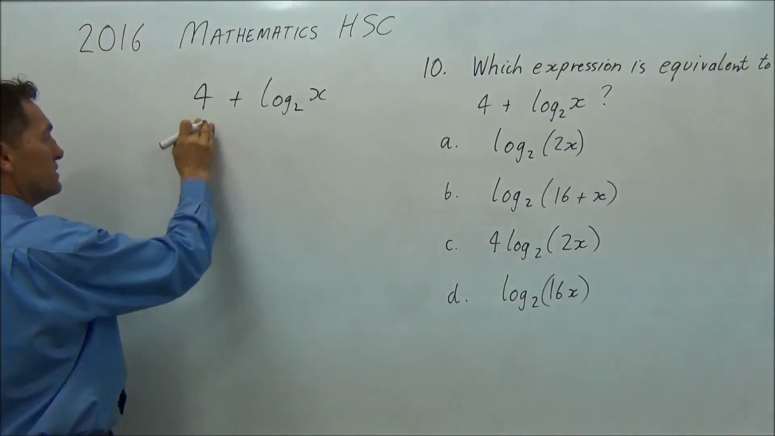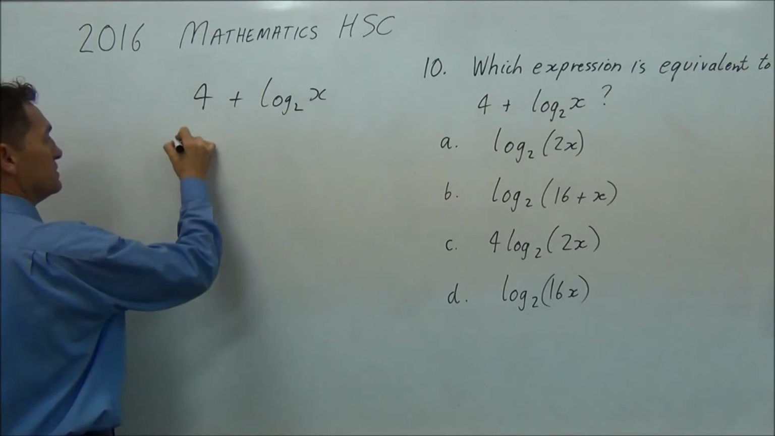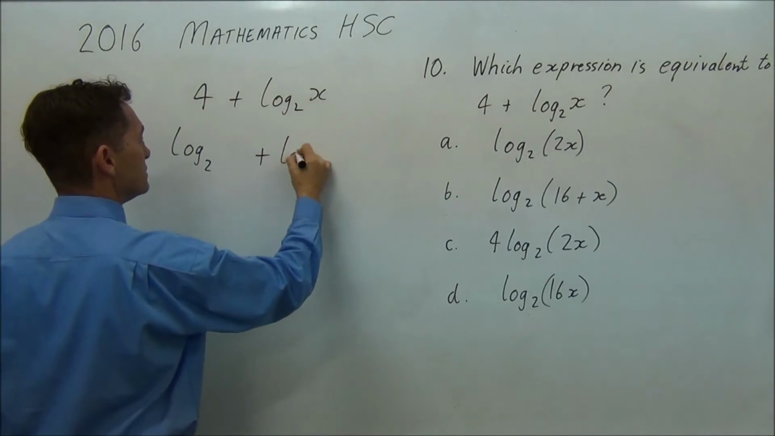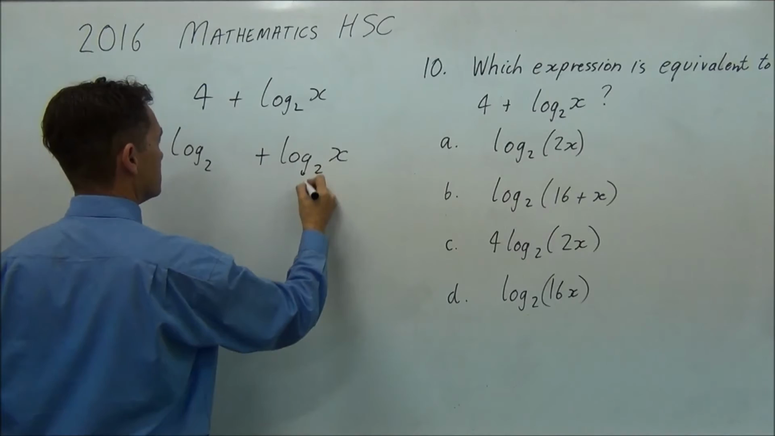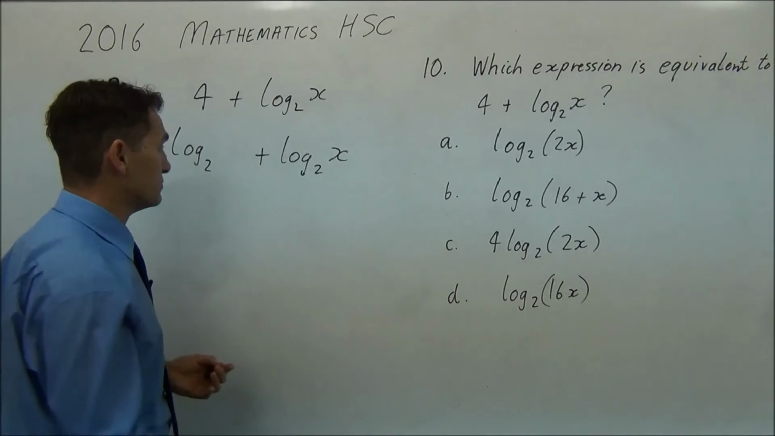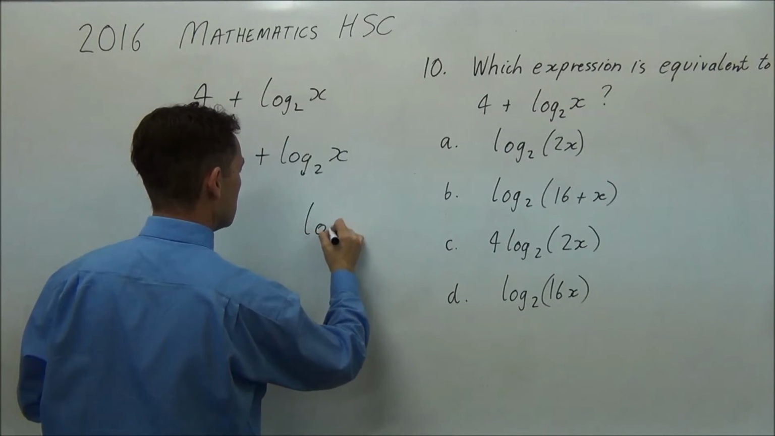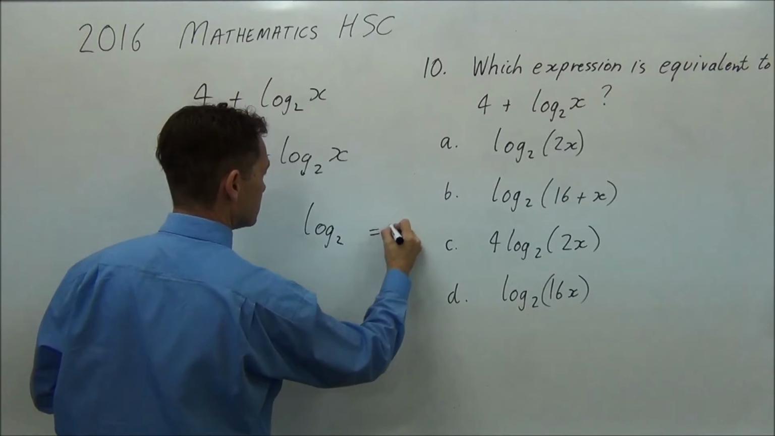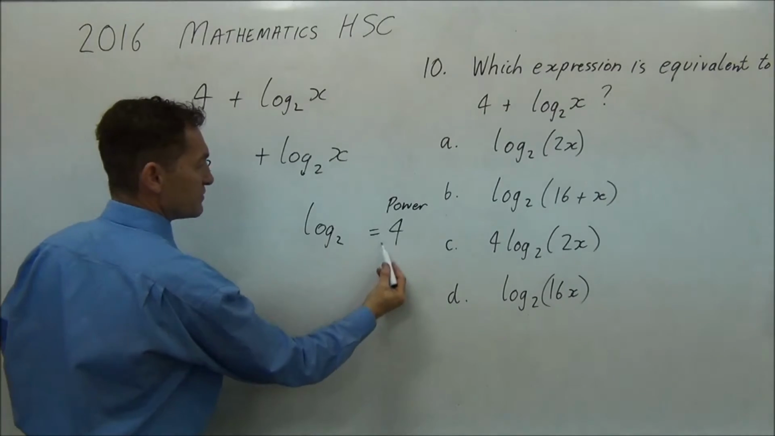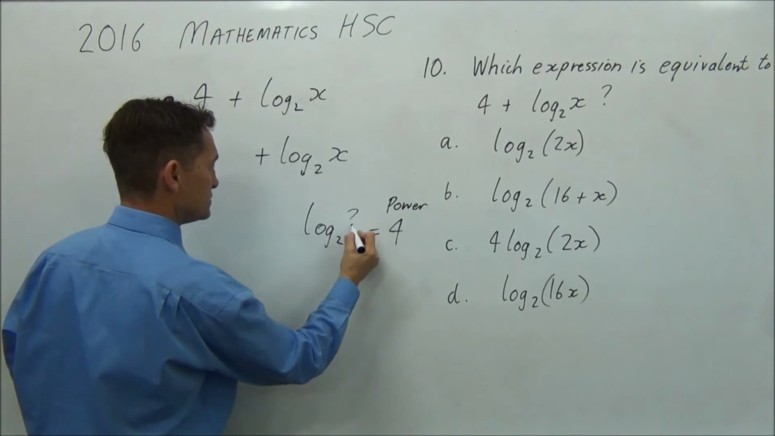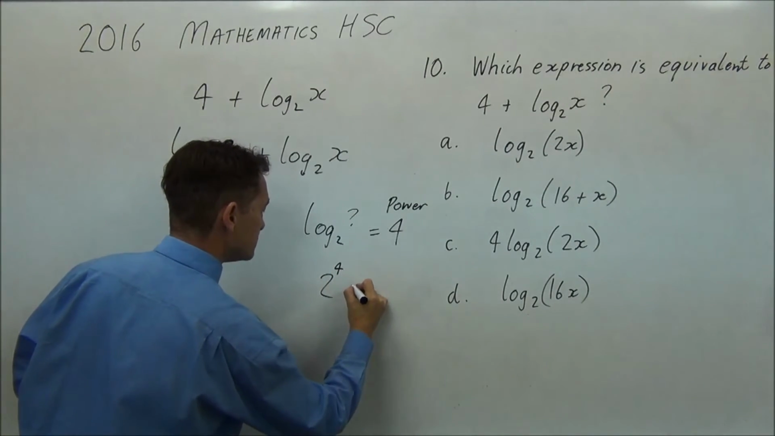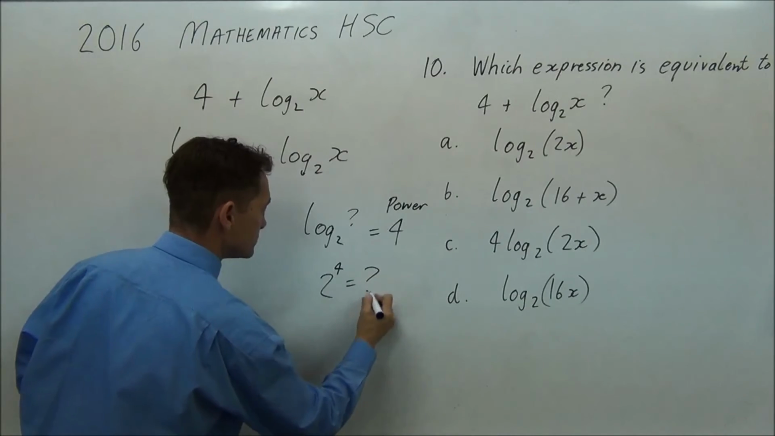So what you want to do is change this into base 2. So we want log of something base 2 to equal 4 plus log 2 x. Well, what number here have we got to put in so that we've got 4? And you just think of your basic log rules. So your basic log rules say log base 2 of something or other equals this number 4, and this is your power. So this 4 is your power. So log of question mark is 2 to some power equals that. So 2 to the power of 4 equals this question mark.